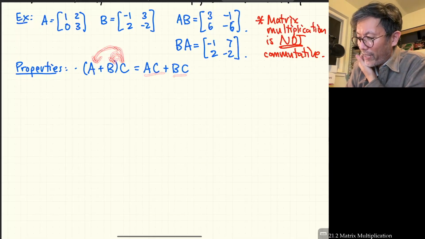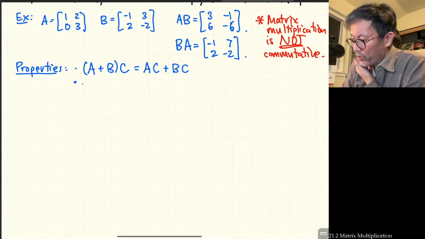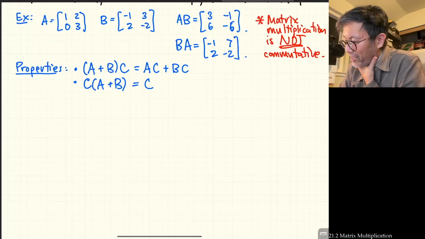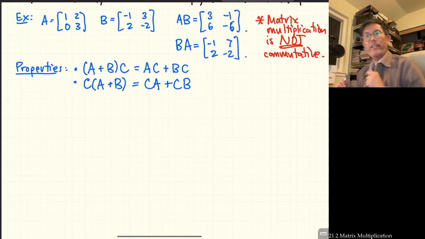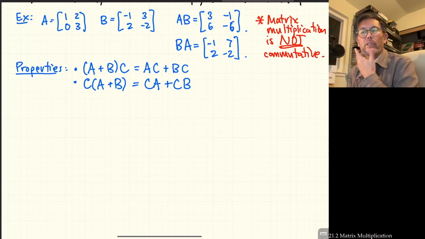So let's contrast that with this property, which is also true. If you do C times (A plus B), well, this ends up being CA plus CB. Again, the order in which I write these things really, really matters. Okay?